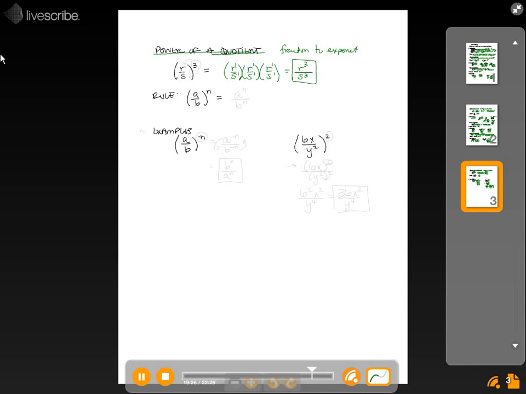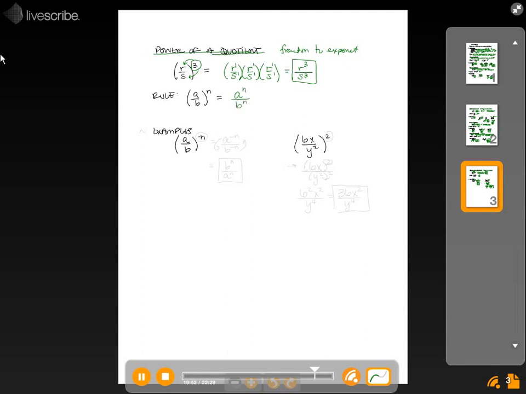Okay, so for our rule, it's similar to our power of a product. Because in the power of a product, we said that that exponent has to go to everything in the parentheses. Here, that exponent needs to go to everything in the numerator and everything in the denominator. It just has to go to both. So for our rule, if we have a over b to the n power, it's going to become a to the n over b to the n.